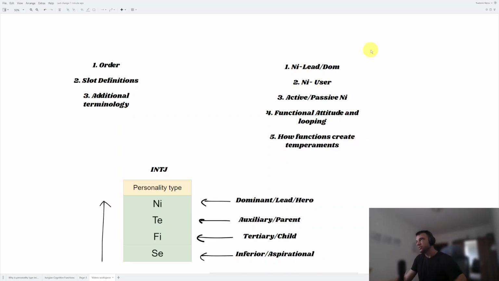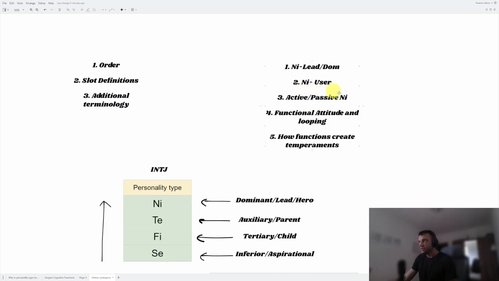So the first one is when you say NI lead, DOM, or whatever function is here, so it can be TE, FI lead, or DOM. When we say this later on in the series, we will mean that this is referring to a type who has this function at their first SWOT, as we understood from the terminology. So for example, an INTJ is an NI lead. Same for the INFJ, who is also an NI lead.